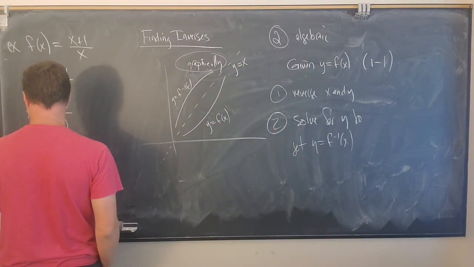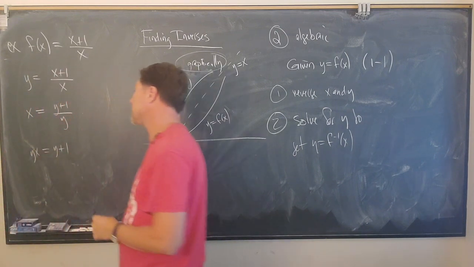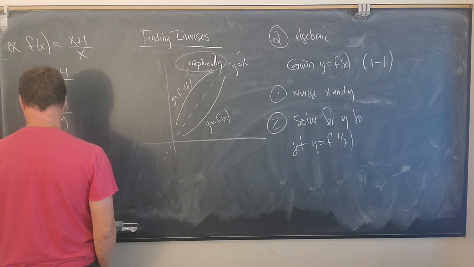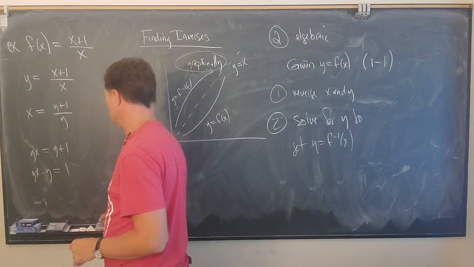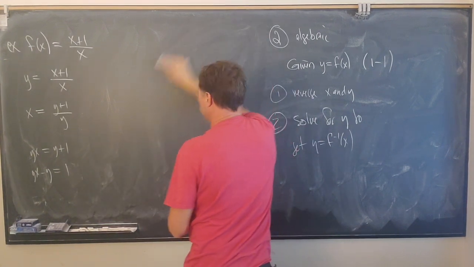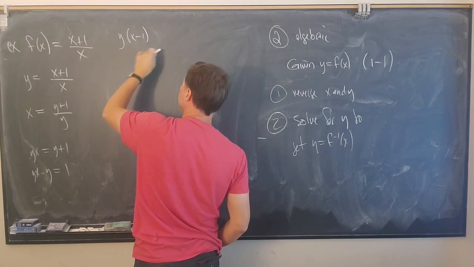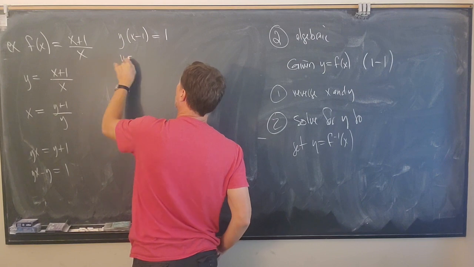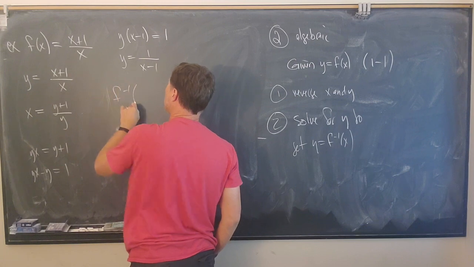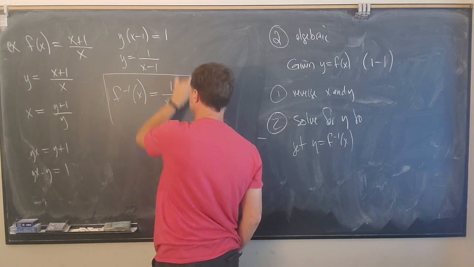So, okay, I'm going to multiply both sides by y. So we get y times x equals y plus 1. And then I'm going to subtract, so I get yx minus y equals 1. Then I can factor y out of each piece on the left-hand side. So that means y times x minus 1 equals 1. And so y equals 1 over x minus 1. That means then that we have the inverse function f inverse of x is 1 over x minus 1.